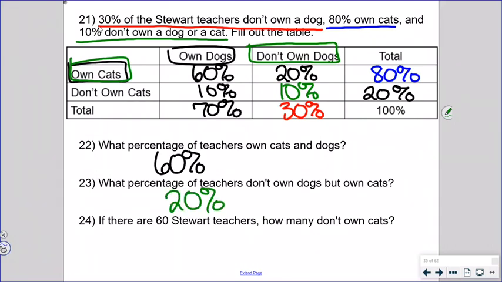And if there are 60 Stewart teachers, how many don't own cats? The amount who don't own cats is 20%. I didn't mention dogs, so don't own cats means you're going to go straight to the total. 20%. But did I ask for a percent? No. I asked for how many teachers. 20% of that 60 is going to be, I think it's 12. 20% times 60 is 12.